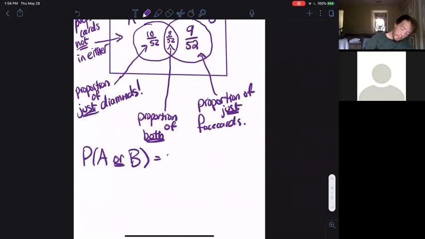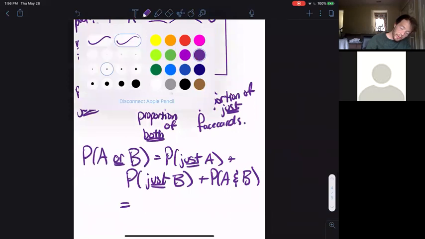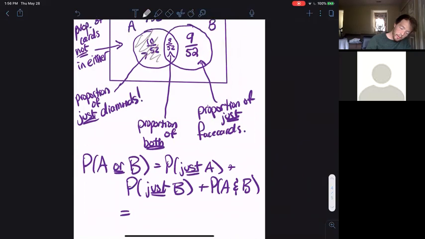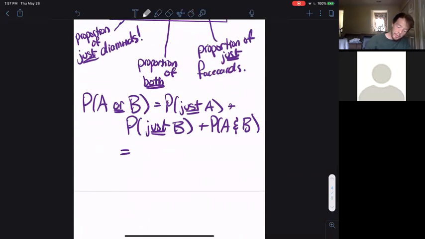I would say, well, this is the probability of just A plus the probability of just B plus the probability of A and B. Okay? Which you can think about in terms of area actually. This area is just A, this area is just B, plus this area, which is both. And if I add those three areas together, I get everything that's in the union of the two circles without double counting is the idea.